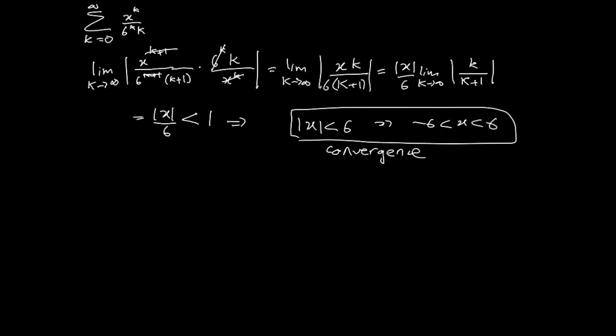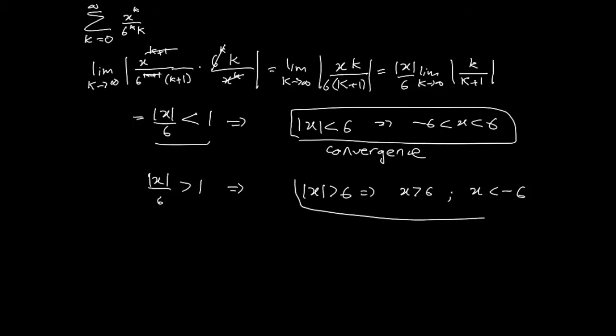Now let's move to this second case. This is the first case. Now, x over 6 greater than 1 implies that x is greater than 6, which further implies that we have x greater than 6 and x less than minus 6. And here, in this interval, we have divergence.